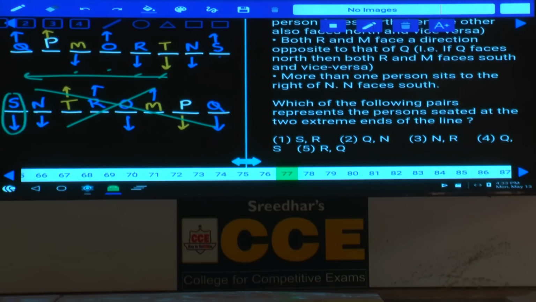Then question number 77. Which of the following pairs represent the persons seated at the two extreme ends of the line? Two extreme ends of the line, tell me who are those two? Q and S.